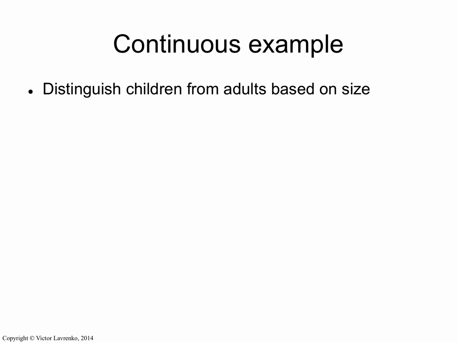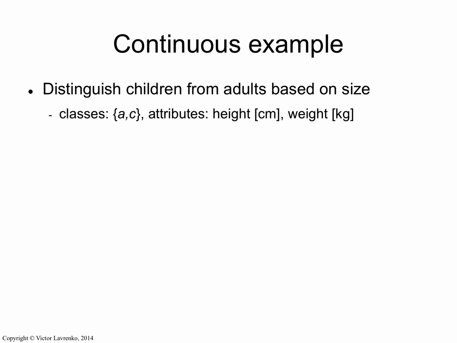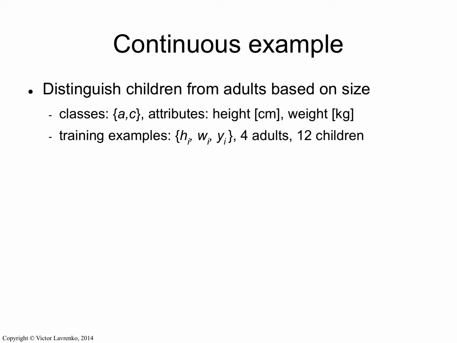Suppose I have a population of individuals, and I'm trying to differentiate children from adults based on a couple of variables. So I have two classes, adults and child, and I have two attributes to represent each individual. I have their height in centimeters and weight in kilos. And I have some training examples. Somebody has labeled some individuals and gave them to me to construct my classifier.